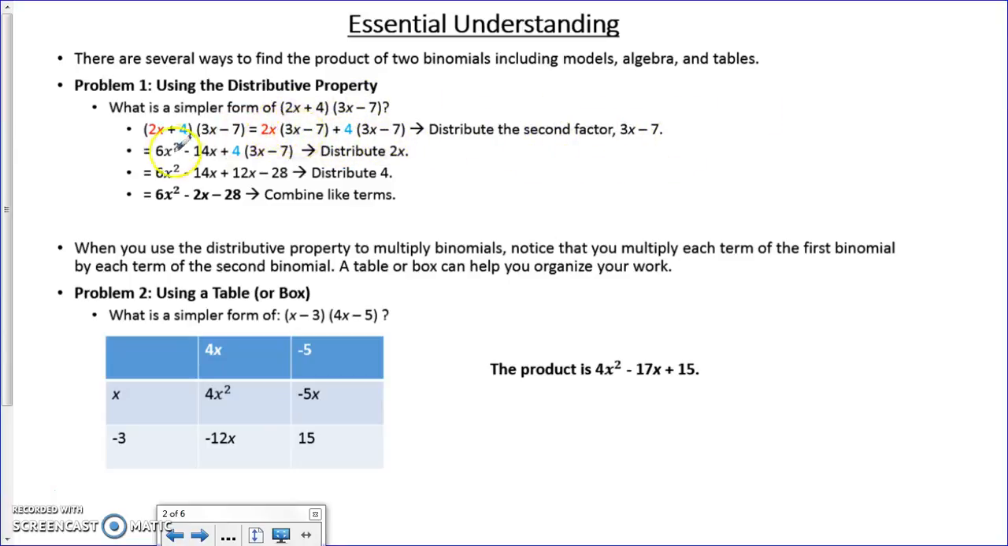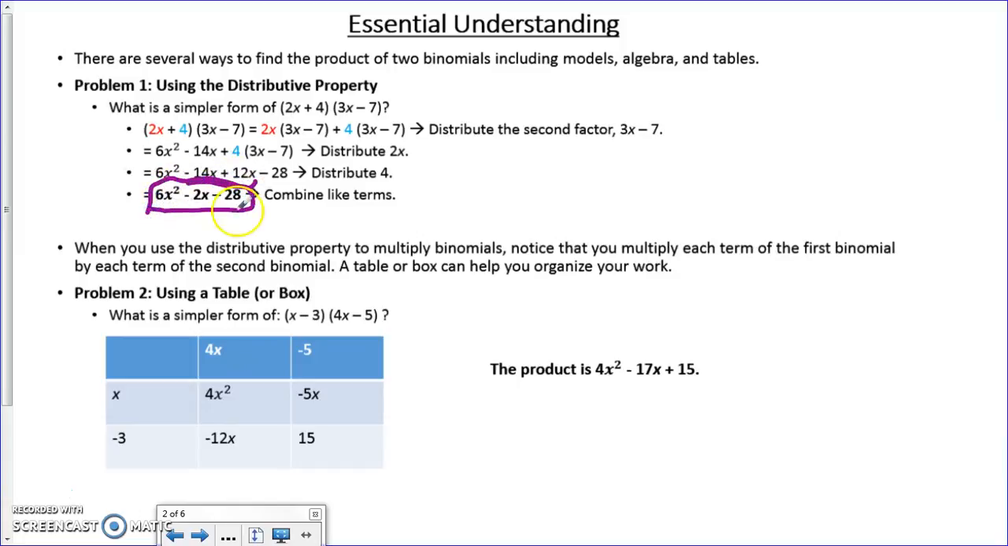So 2x times 3x is 6x squared. 2x times negative 7 is negative 14x. We distributed the 2x. Now we're going to distribute the 4, so we keep 6x squared minus 14x the same. 4 times 3x is plus 12x, and 4 times negative 7 is negative 28. And then we just combine like terms, which are your two middle terms, negative 14x plus 12x. So that gives you 6x squared minus 2x minus 28.